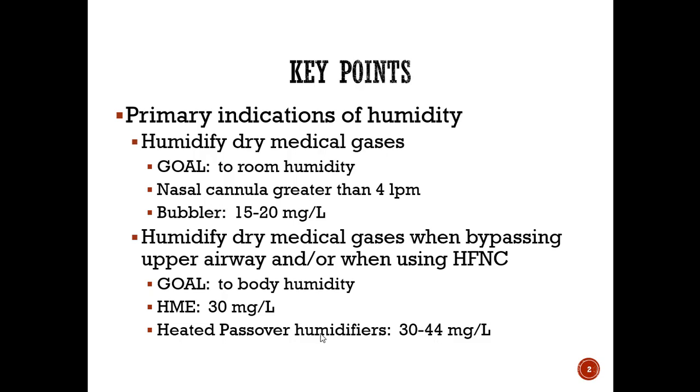The second primary indication is to humidify dry medical gases to body humidity. And that is different. That is when you're talking about bypassing the upper airway. There are a couple ways that we bypass the upper airway. You could have an endotracheal tube, a tracheostomy tube, or when you're on high flow, you are essentially bypassing the upper airway, because when you get to flows around 40 liters or higher, it's moving so fast past the nose and mouth that it doesn't have enough contact time to get the humidity that it needs before it goes into your lungs.